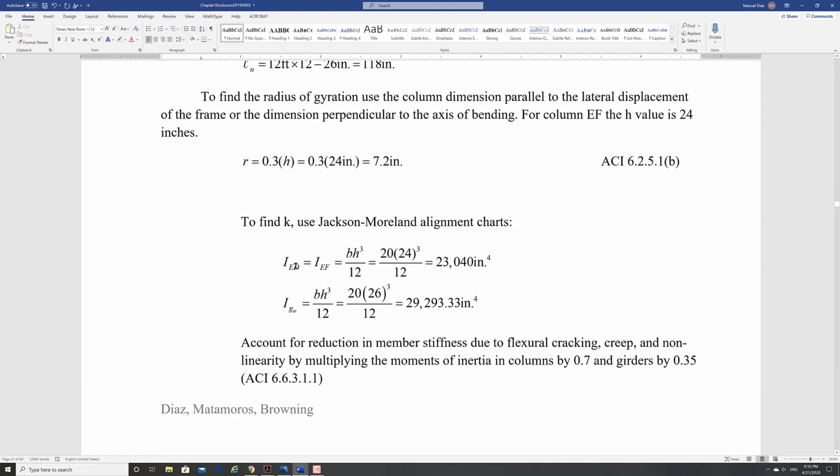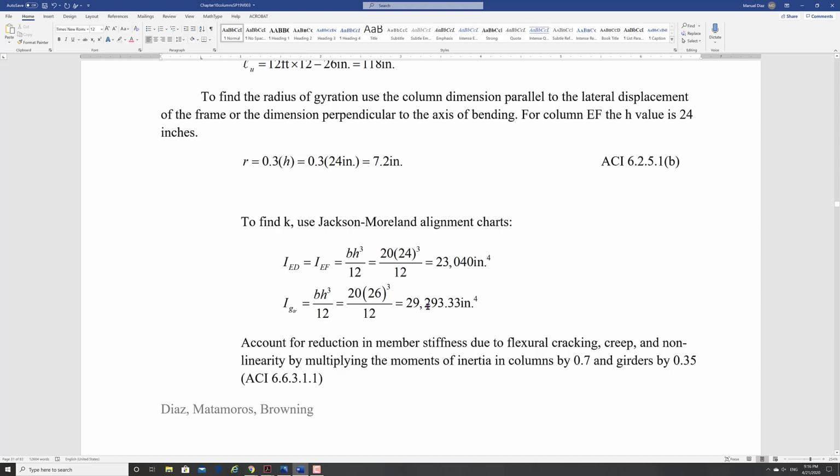Then we're going to find our moments of inertia. Both beams have the same dimension, so we get the gross value to be that. And these are your columns. Your columns have the same moment of inertia, same cross-section, and the same for the girders. So these are your gross values for columns and girders.